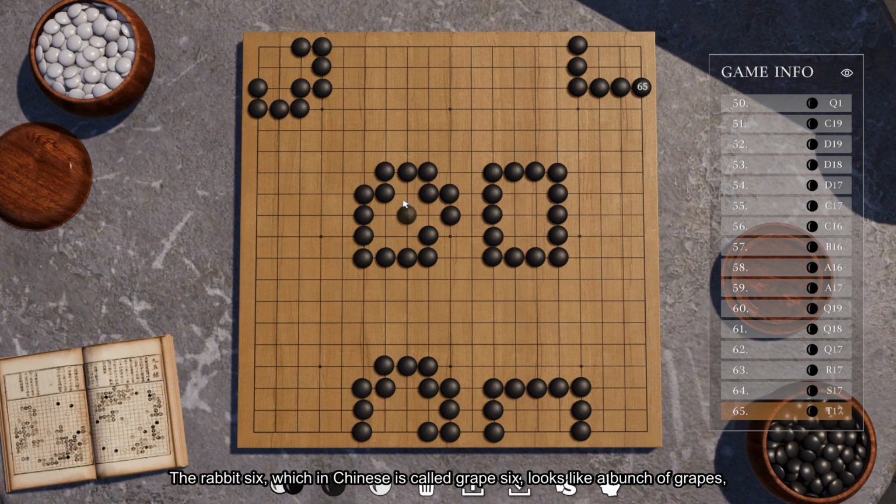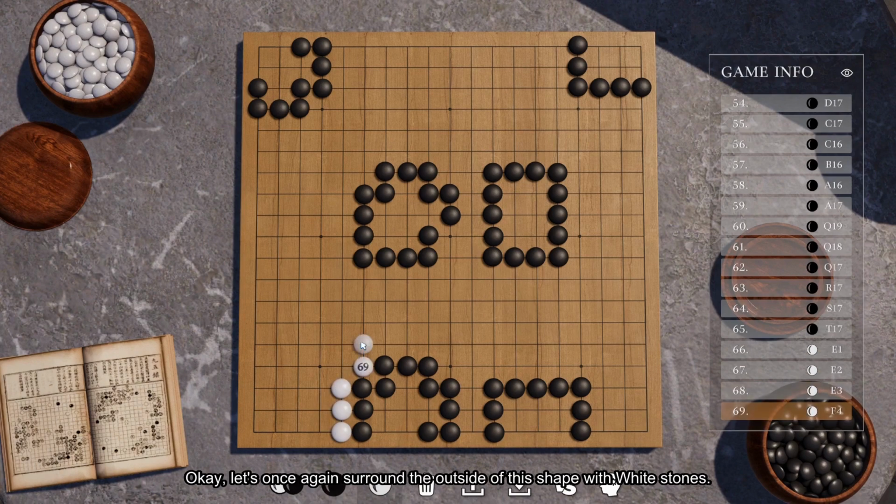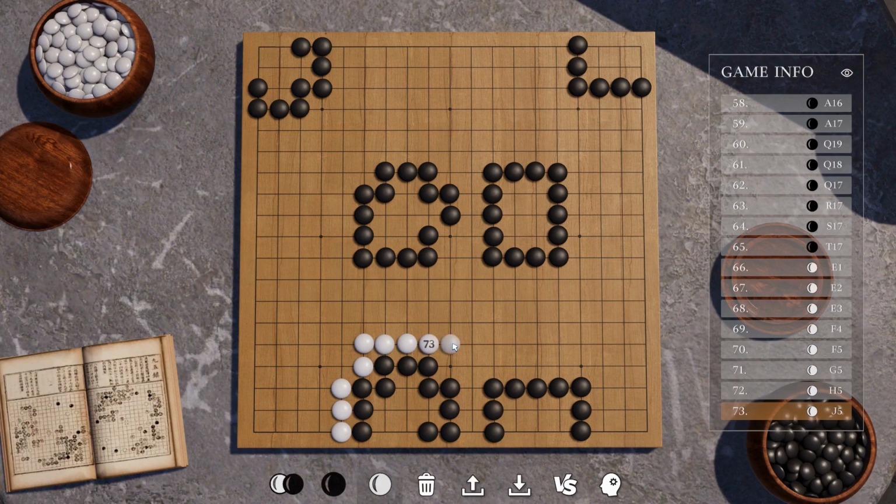The rabbit 6, which in Chinese is called grape 6, looks like a bunch of grapes, right? And the rectangular 6 obviously looks just like a brick. For these two shapes, we also need to firmly memorize them. They are highly classic 6-space life and death shapes. The rabbit 6 is very easy to remember. It is a typical one-move life and death shape.